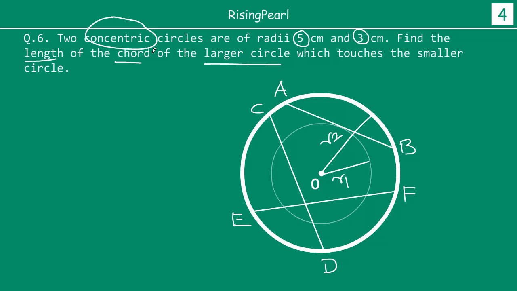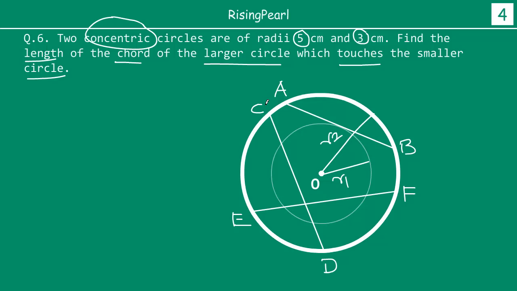Remember that a chord is nothing but a straight line joining 2 points on a circle. We are looking to find a chord of the larger circle. So we are looking for something like AB or CD or EF, because each one of them is a chord of the larger circle. But we are looking for a chord that actually touches the smaller circle. So which is the chord that actually touches the smaller circle?